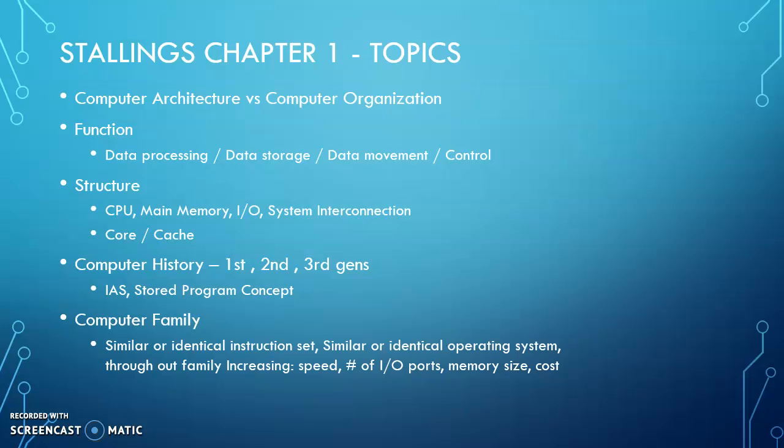Another thing tackled in this chapter is an overview of computer function and computer structure. So function at a high level, the main functions of the computer: data processing, data storage, data movement, and control. And then the structure of the computer. So at a high level, the CPU, main memory, I/O, and system interconnections.